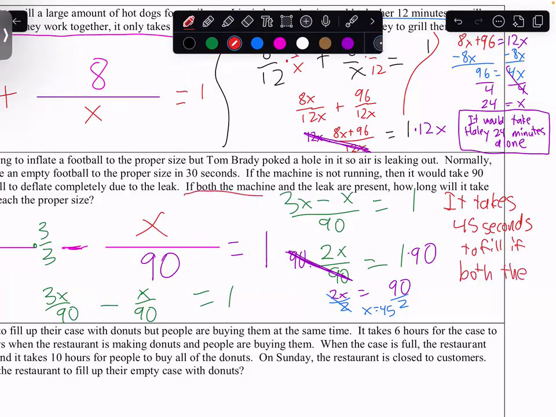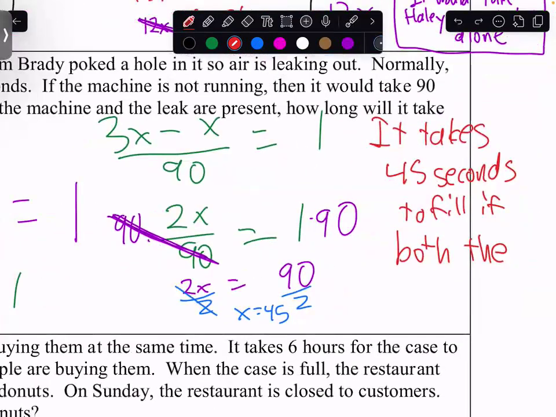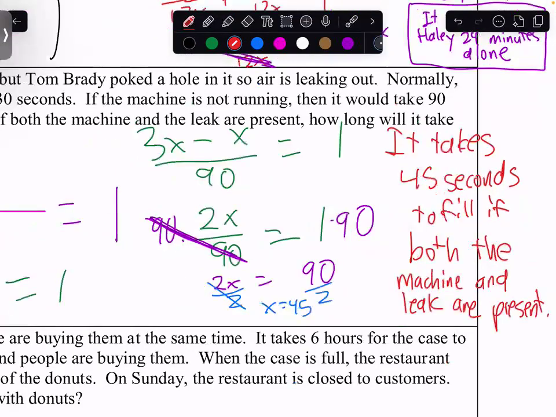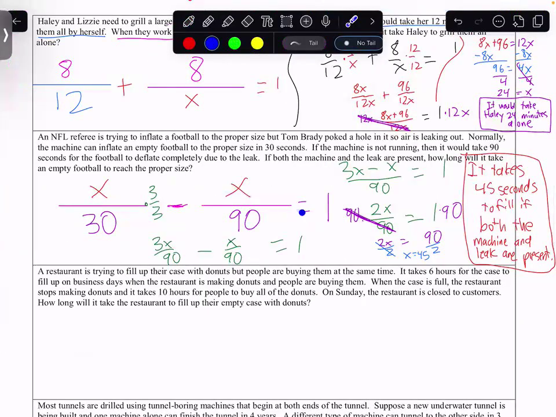Okay, so again, just look at the last sentence. Normally it'll tell you what you're looking for, right? So if both the leak and machine are present, how long will it take the football to fill up? It'll take 45 seconds to fill if both the machine and leak are present. I'll just give you a little advice. If you ever get a negative time, obviously that doesn't make sense. That may mean that you switched the two fractions. Again, with subtraction, order matters.